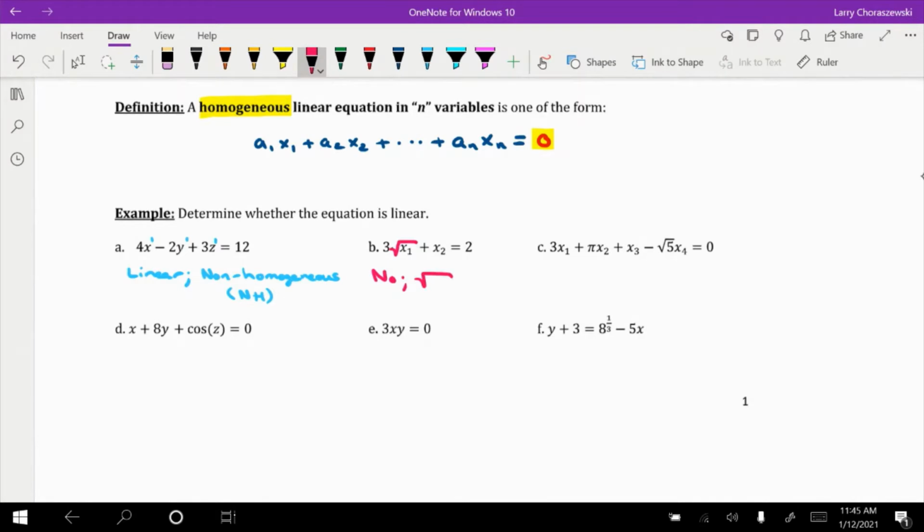So we have this as part of one of the terms, and recall that we could rewrite this as x sub 1 to the power of 1/2. So, whichever way you want to view it, either there being the square root or there's a power different than 1, either way you slice it, this is not a linear equation, and no need to classify it as homogeneous or non-homogeneous. What do you guys think about the equation in part C?